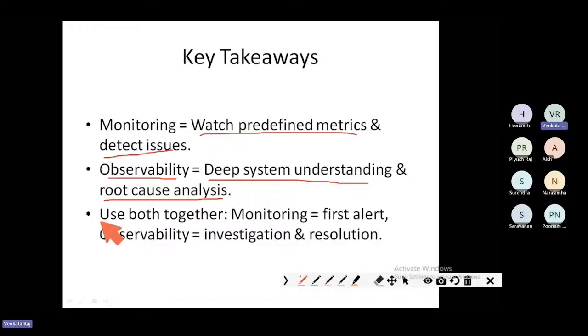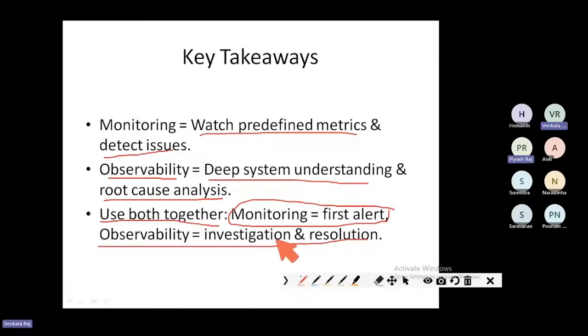So if you use them together, first you will get the metric or the alert as part of monitoring, and then you will investigate and resolve the issues. Okay.